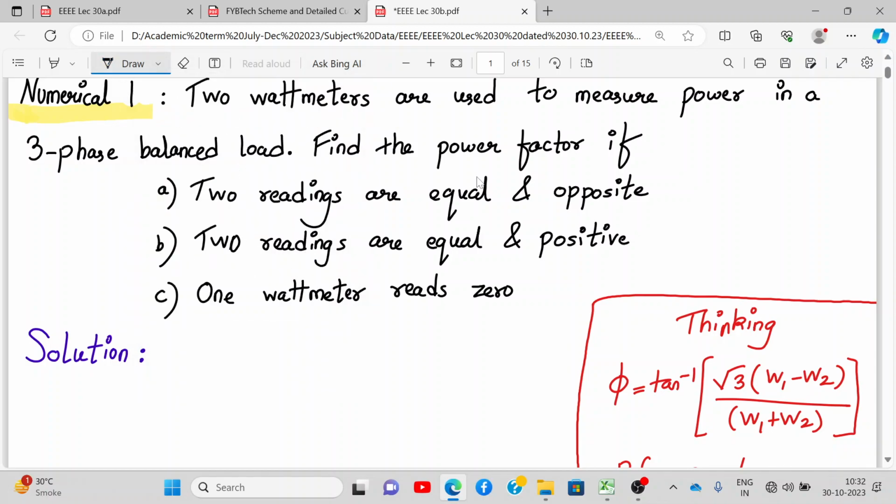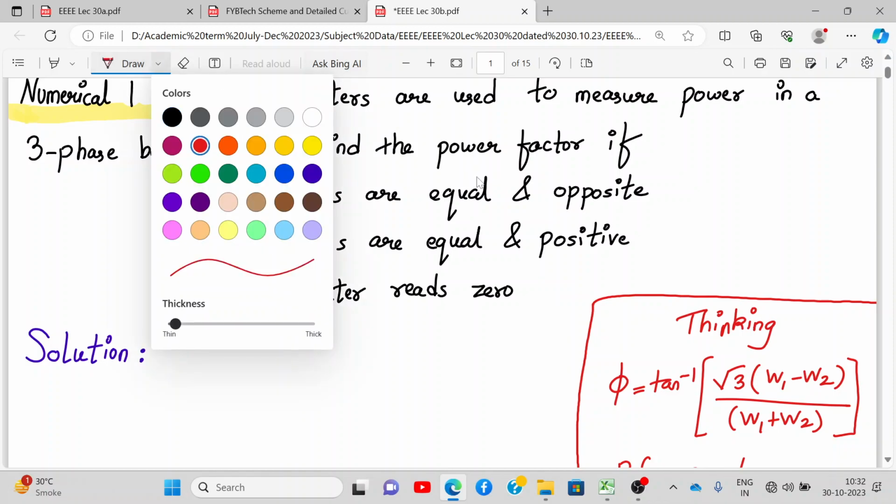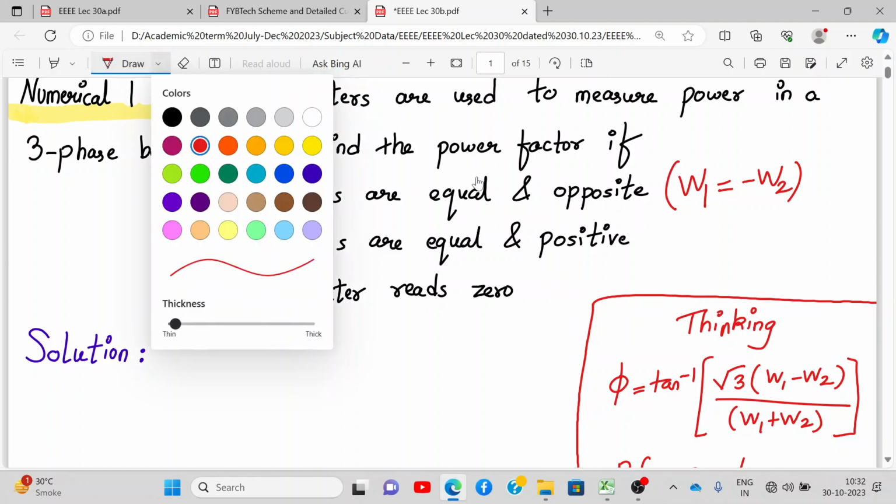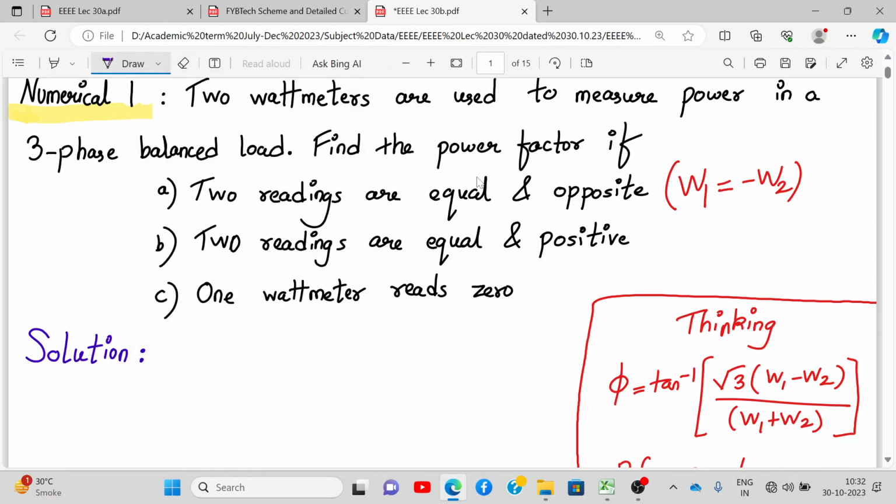So how will you solve this? What is the meaning of two readings being equal and opposite? It means W1 is equal to minus of W2, correct? Can you see the red color here? What is the meaning of two readings being equal and positive? And what is the meaning of one wattmeter reads 0? You can consider W2 is equal to 0. We have to find the power factor. What do you mean by power factor? Cos phi in all three cases.